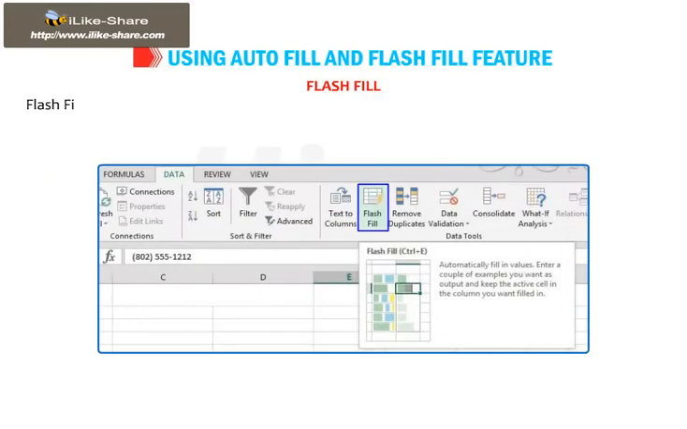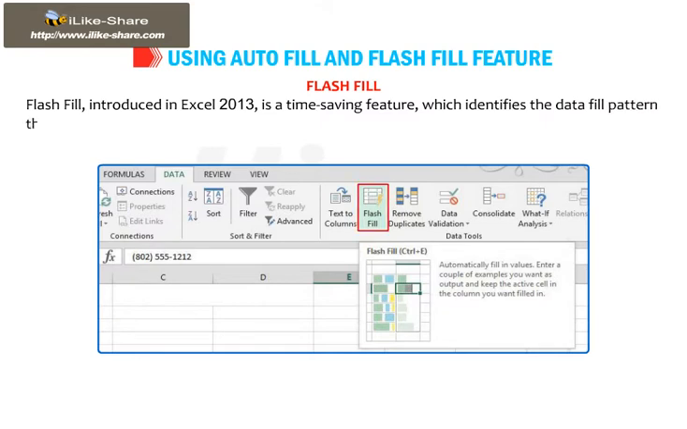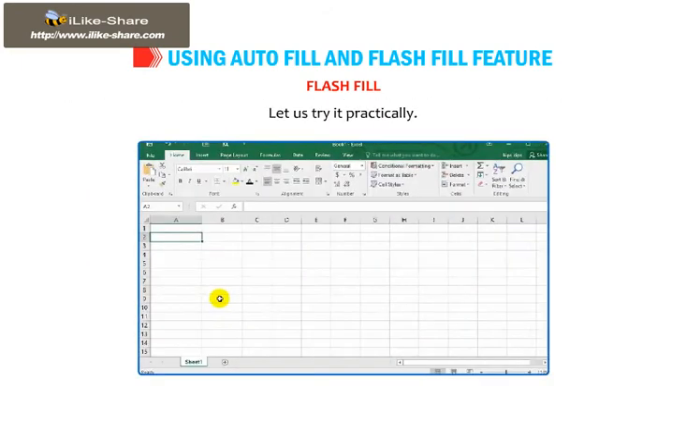Now let us talk about Flash Fill. Flash Fill introduced in Excel 2013 is a time-saving feature which identifies the data fill pattern that you use frequently in a worksheet and then fills the remaining series accordingly. Let us try it practically.